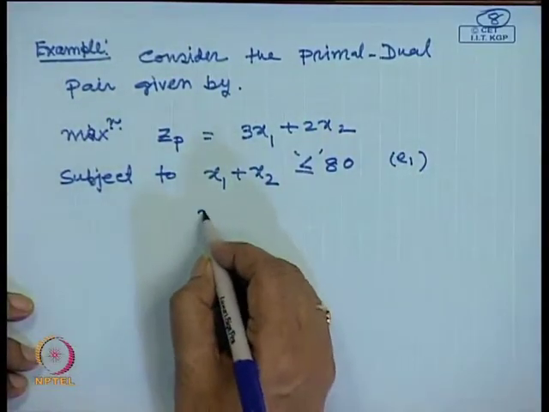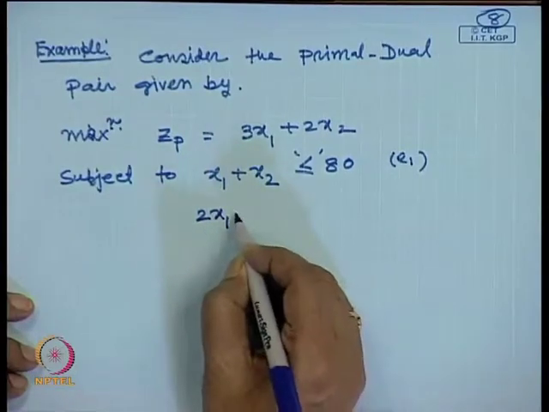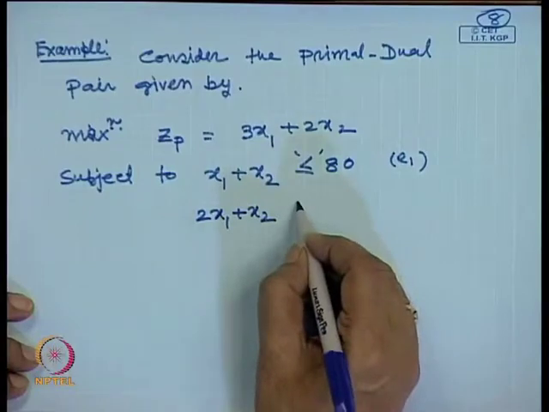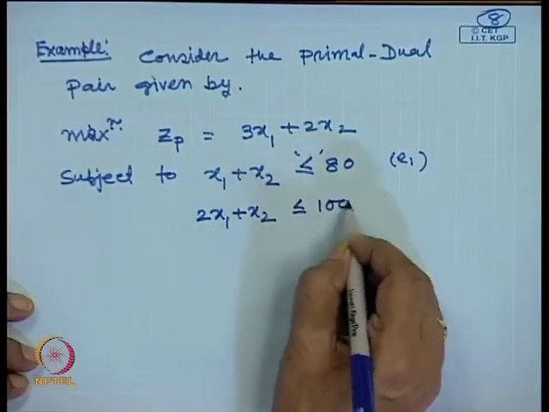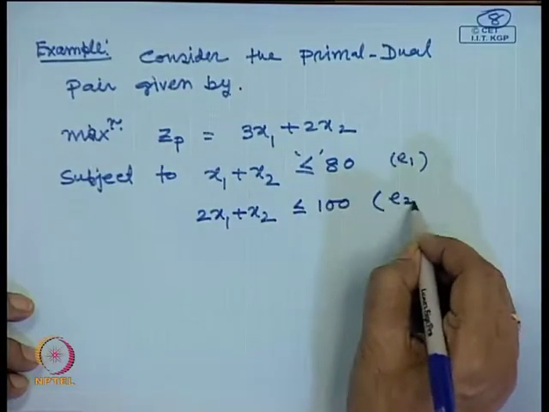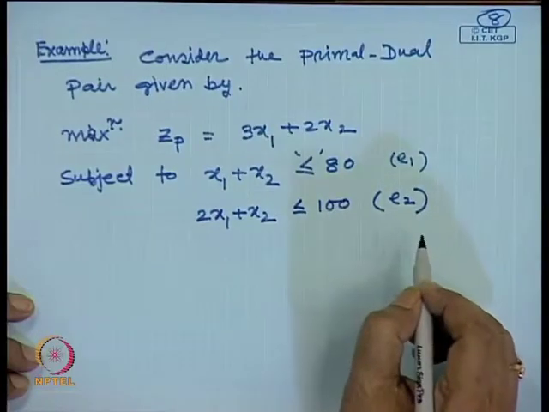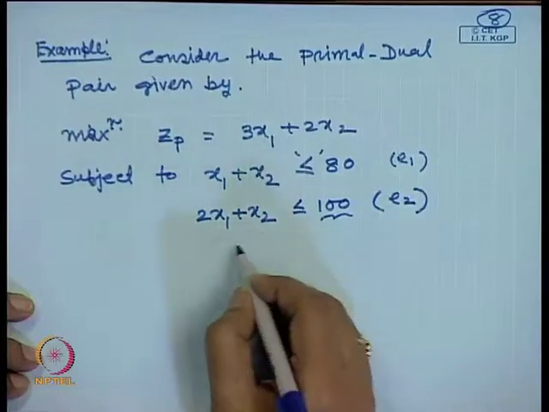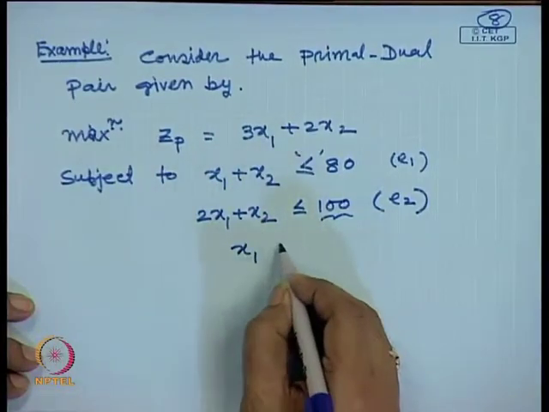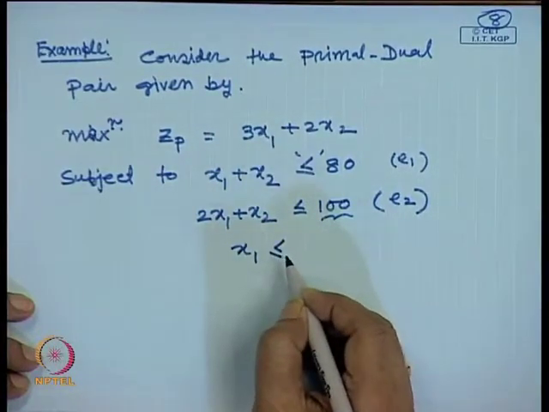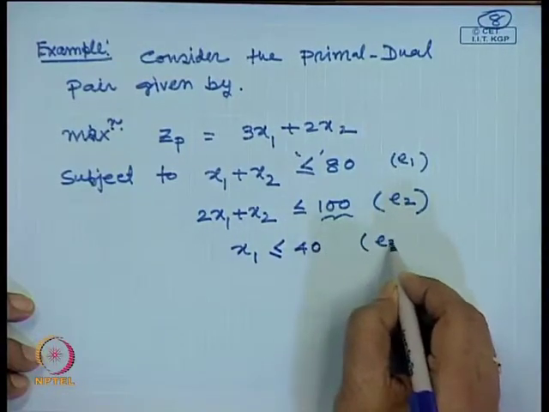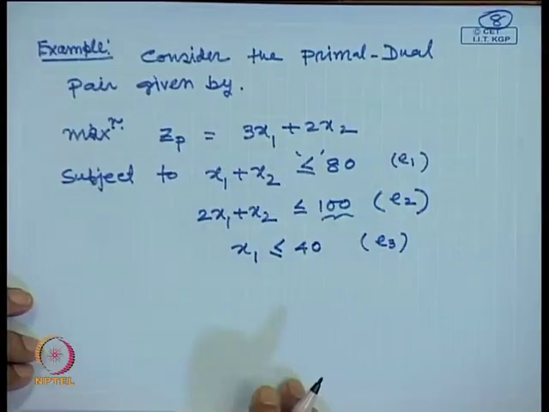Then we have another inequality constraint: 2x1 plus x2 is less than or equal to 100, which is E2. Agree? This is our E2, the right hand side of the inequality. And we have one more inequality constraint: x1 is less than or equal to 40. That means this is our E3, and 40 is the right hand side of the inequality.